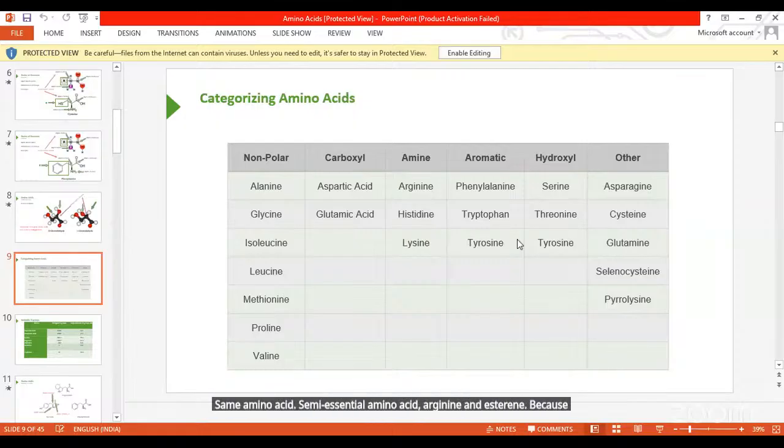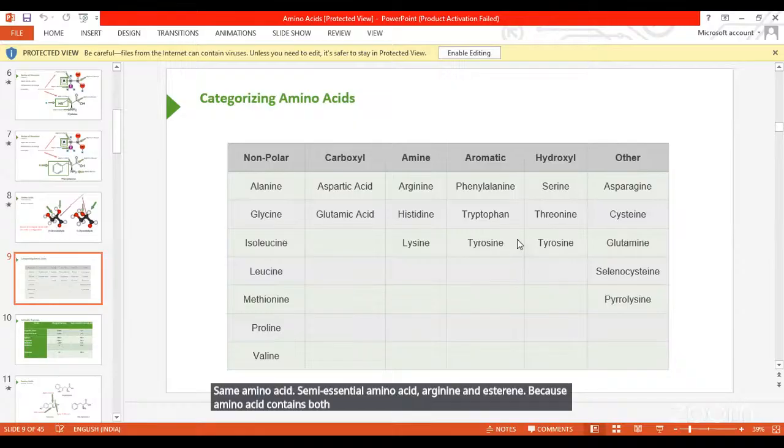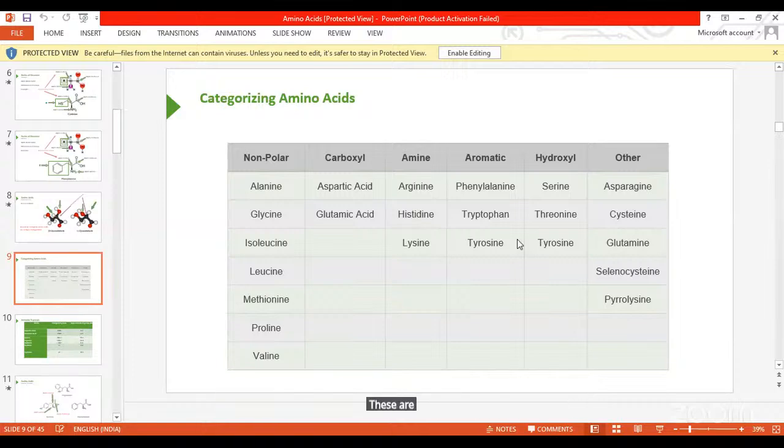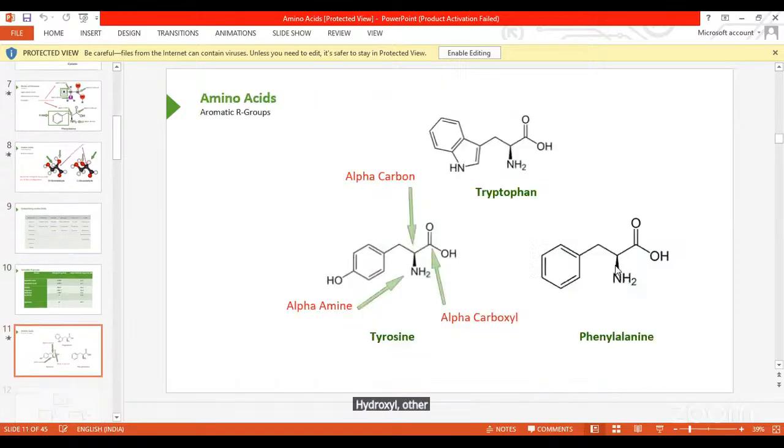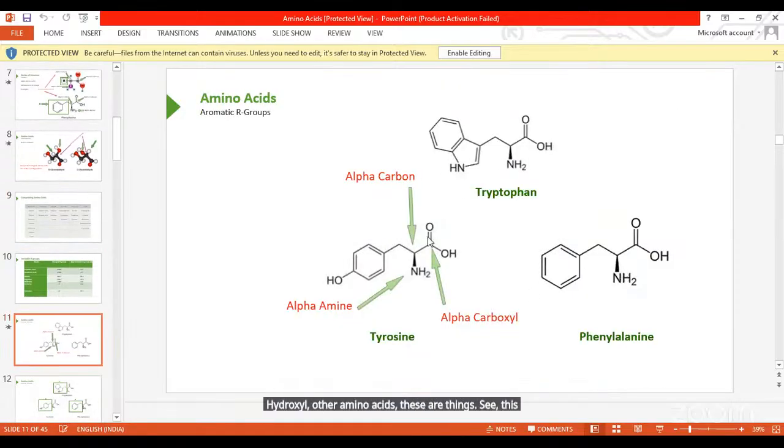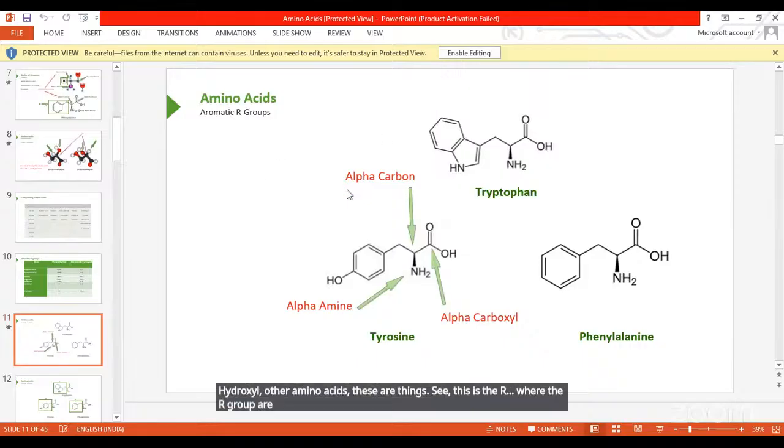Because amino acids contain both acidic and basic functional groups, there is an internal acid-base reaction. These occur from the ions, both positive and negative groups, giving the zwitterion of the amino acid. See, non-polar amino acids, carboxylic, this is the categorizing of amino acids, different types, hydroxyl, other amino acids. See, this is the R, where the R group is there. This one is the R group of the amino acids.